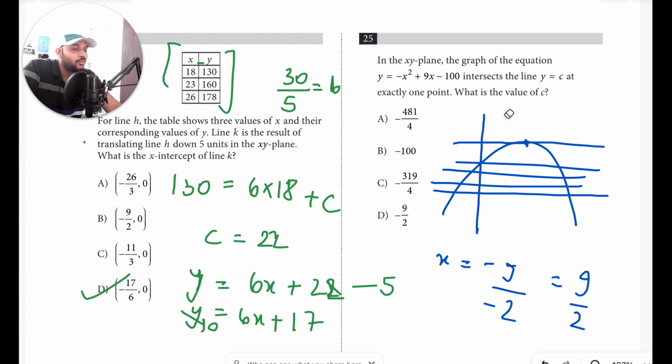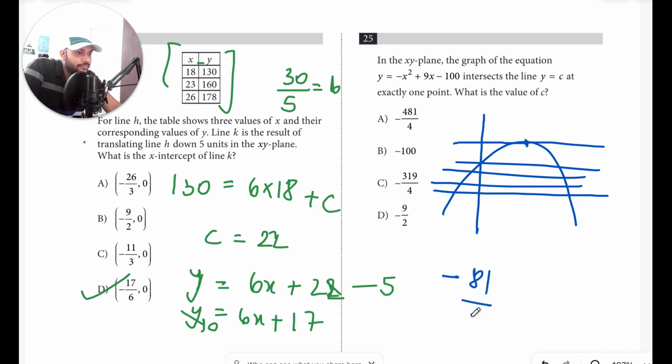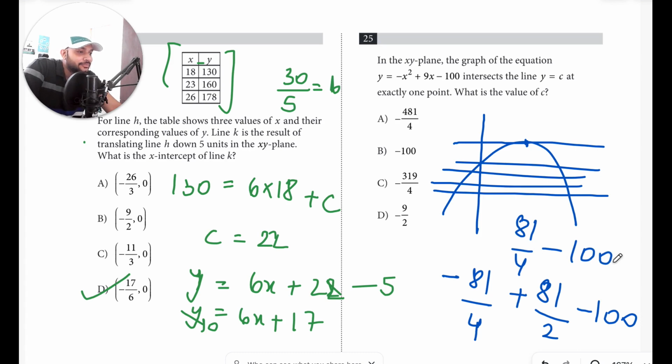This is 9 by 2. X is 9 by 2. What's the y value? F of 9 by 2. Let's put 9 by 2 here. So negative x squared, so negative of 81 over 4, plus 9 times 9 by 2, which is 81 over 2, minus 100. 81 over 2 minus 81 over 4 is 81 over 4. 81 over 4 minus 100, that's 81 minus 400, which is negative 319 over 4. This is the case. So the important thing was to identify that y is equal to c would cut only once at the topmost point of the graph. Okay, let's go on to the next questions.